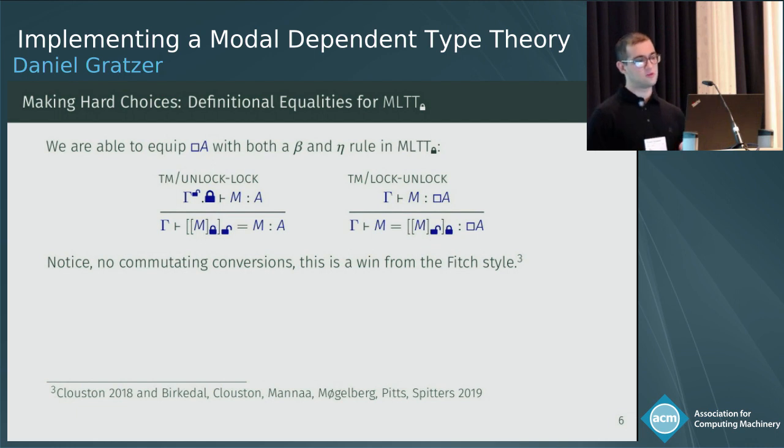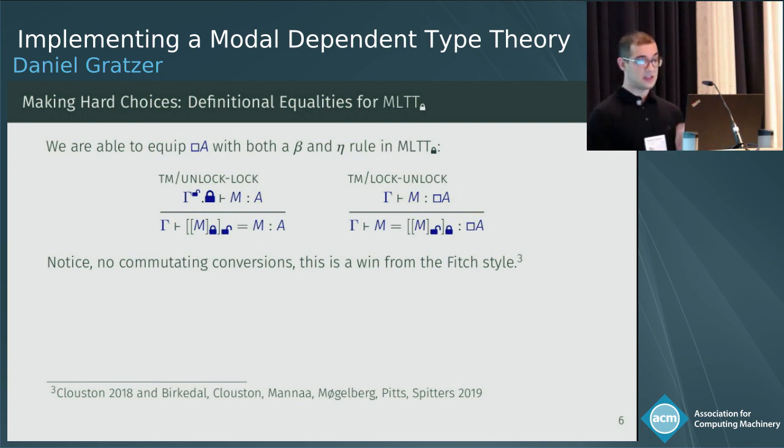So for MLTT sublock, with box A, we're sort of in the best possible situation that we could hope for, which is that we get both a beta and an eta rule. The beta rule, the one on the left, says that if we lock something and then unlock it, those two operations cancel. The eta rule, the one on the right, says that if we have anything of type box A, we can phrase it as a locked something. So in this case, a lock of an unlock. And this is a definite win from the Fitch-style presentation of this calculus. Normally, modalities are designed not with this unlock operator. They're designed with this sort of let eliminator, a sort of pattern matching operation. And once you have that, in order to get these eta rules, you actually have to introduce what's called commuting conversions into your calculus.